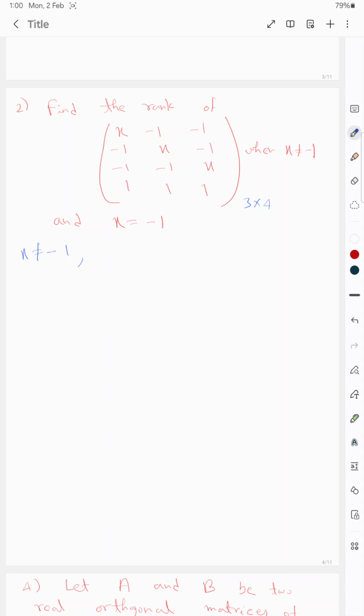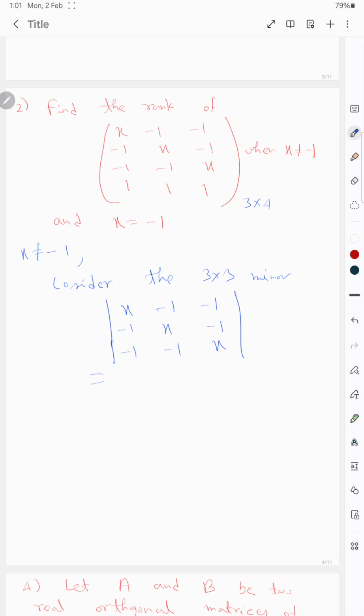Just consider the determinant of, suppose you are considering this one above, this is your choice. Now consider the 3 cross 3 minor: x, minus 1, minus 1; minus 1, x, minus 1; minus 1, minus 1, x. Okay, this is x, not n. After that step you just find the determinant.